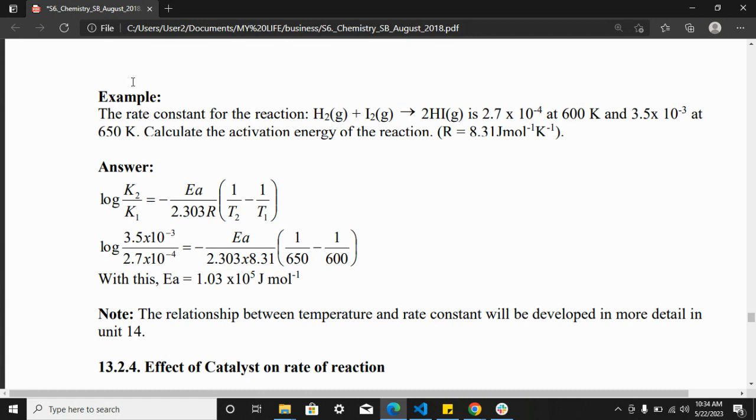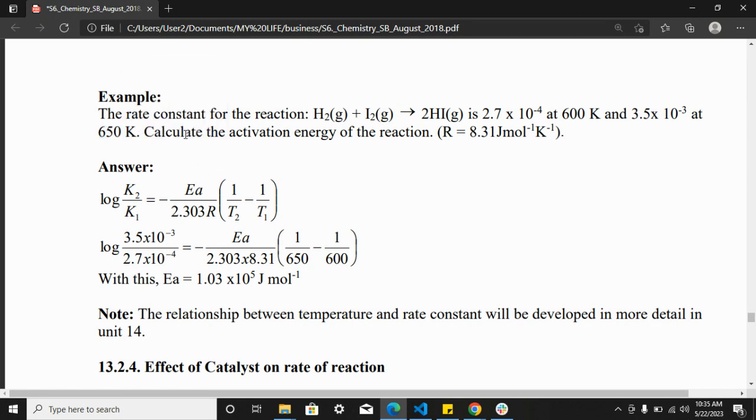So in this example they are asking about the rate constant for the reaction hydrogen plus iodine giving hydrogen iodide. The rate constant will be 2.7 times 10 to the power negative 4 when we are at 600 Kelvin, and then 3.5 times 10 to the power negative 3 at the other temperature.